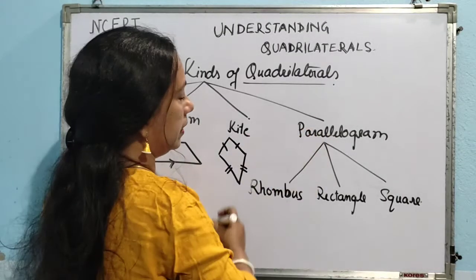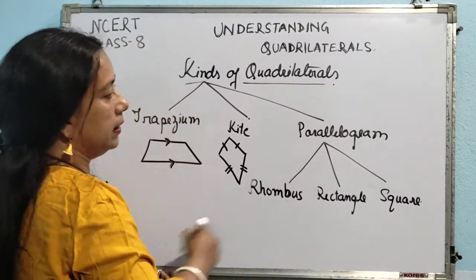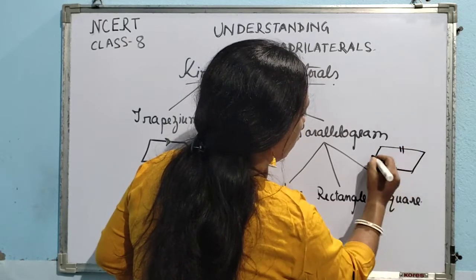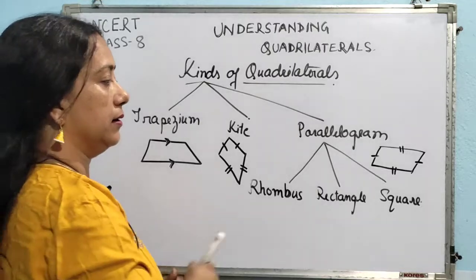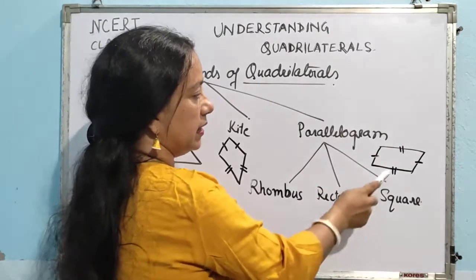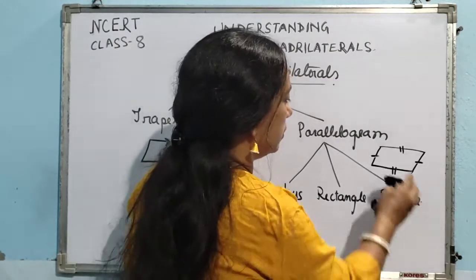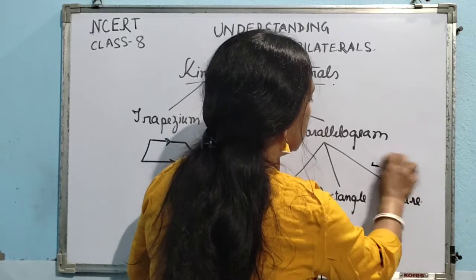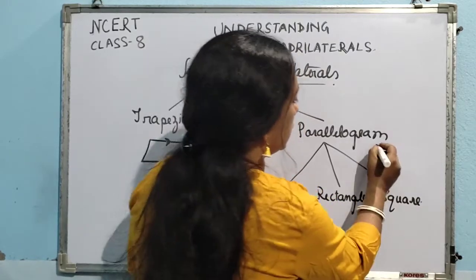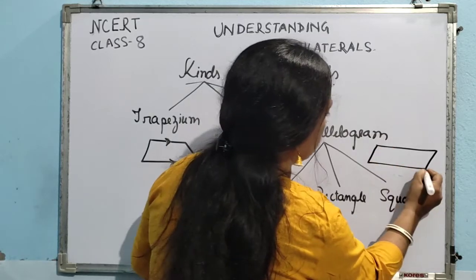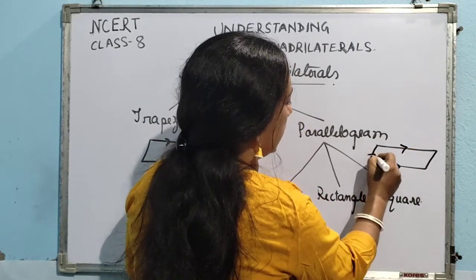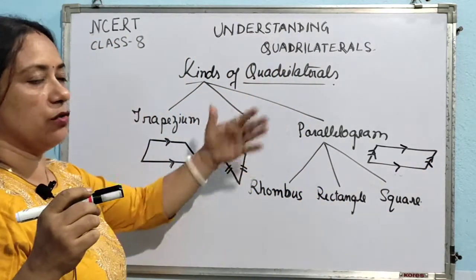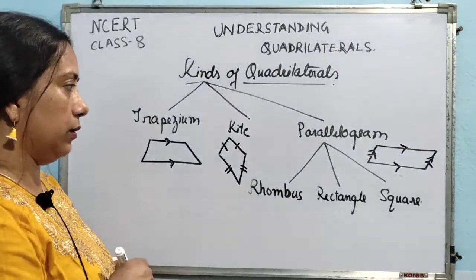Now coming to parallelogram. What is a parallelogram? A parallelogram is a quadrilateral in which each pair of opposite sides is parallel. This is one pair of opposite sides, this is parallel to this, and I have given the symbol for it. When we define a parallelogram, we have to say that they are parallel. They will be equal too, but that comes under its properties. This is parallel to this and this is parallel to this. So a quadrilateral in which each pair of opposite sides is parallel is called a parallelogram.